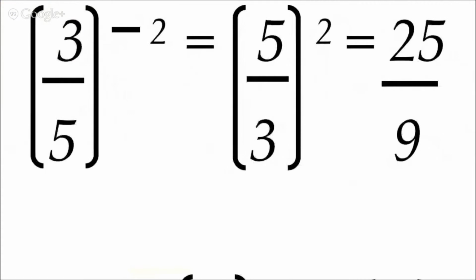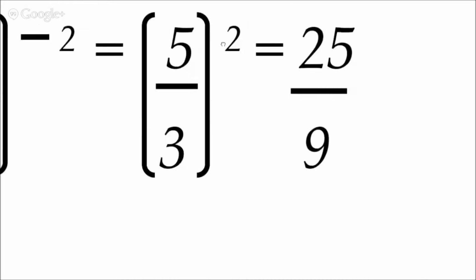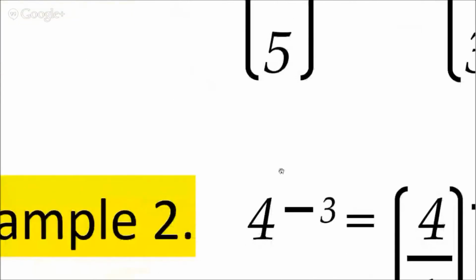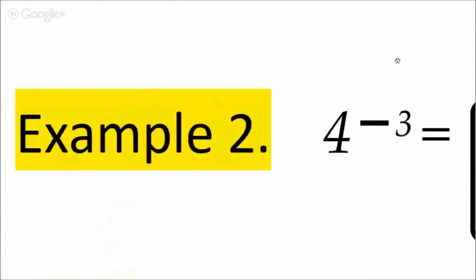Nice and simple example. 3 over 5 to the power minus 2. Well, the minus, as you just heard, simply turns a fraction upside down. So 3 over 5 becomes 5 over 3. And the minus is gone because it's done its job now. It's turned this fraction upside down. But you're left with a number, and the number has to do its job now. So this number has to do its job to both the top and the bottom of the fraction. So you do 5 to the power 2, which is 25, and 3 to the power 2, which is 9. And that's the answer.